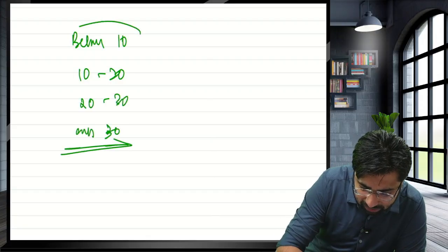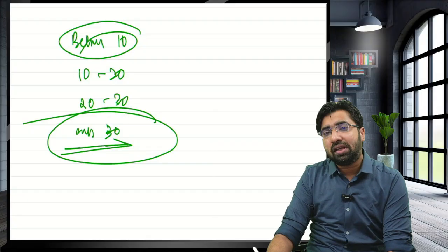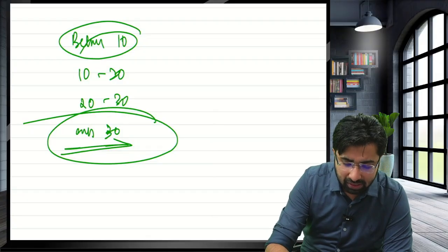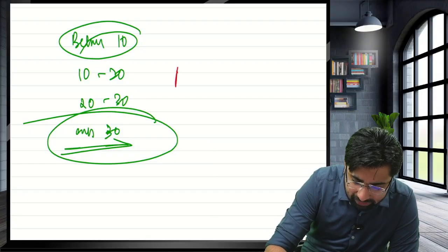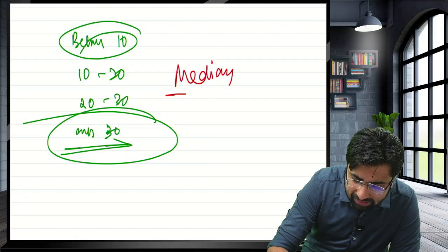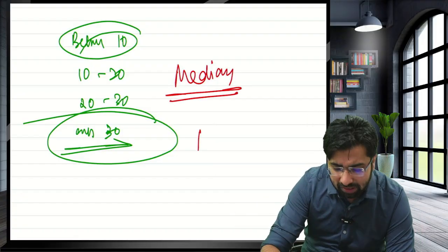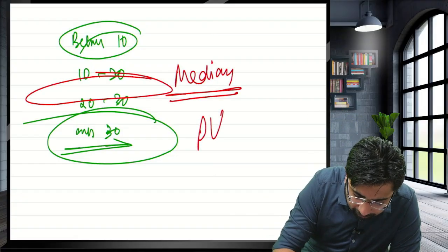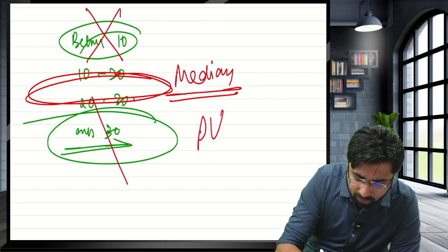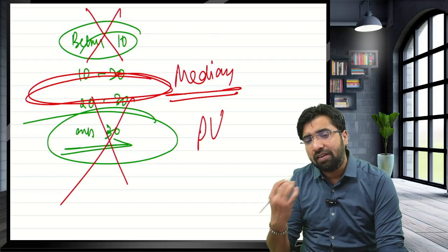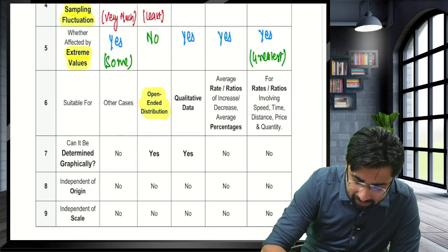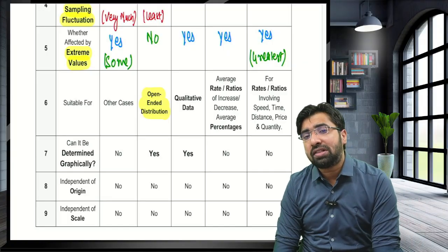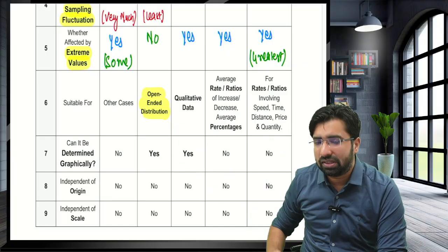Guys, these are known as open end classification. In case of open end classification, I will say the median will be the best measure. Why the median and quartile? Partition values will be the best measure because they take only the 50%. They don't consider the extreme values in their formula. Even if it is open end classification, we can compute the median. So in case of open end classification, median is the best measure.